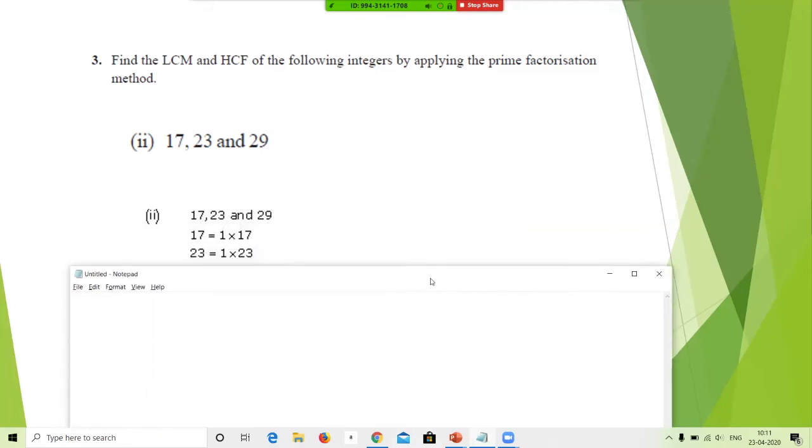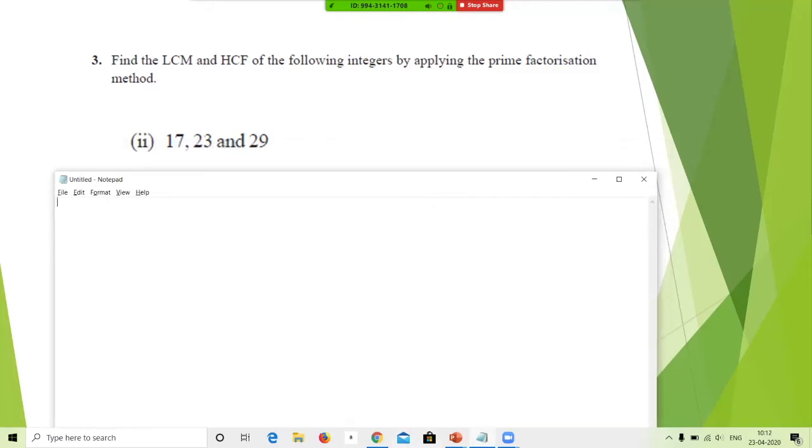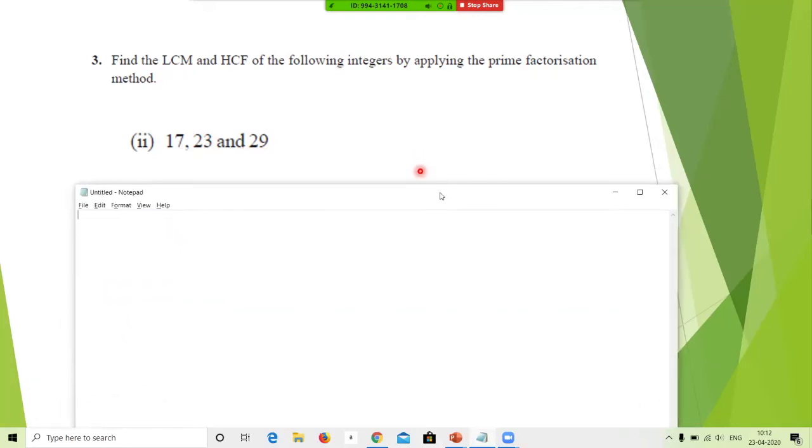Okay, chalo. Now they have written: by applying the prime factorization method, find the LCM and the HCF. Here also, you cannot use the formula. Do it.